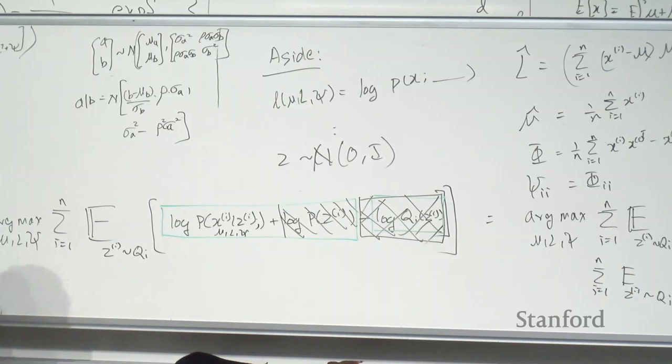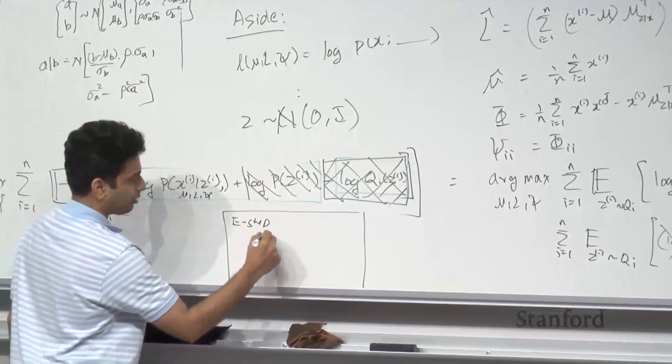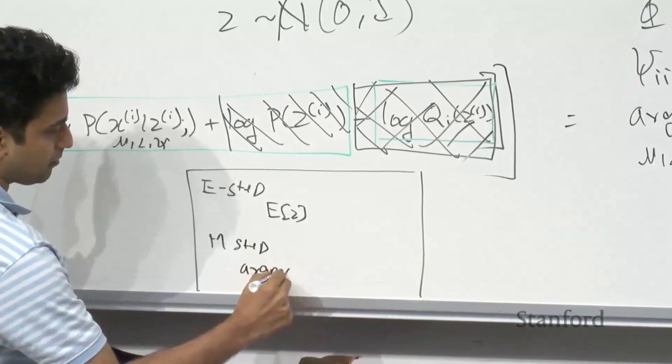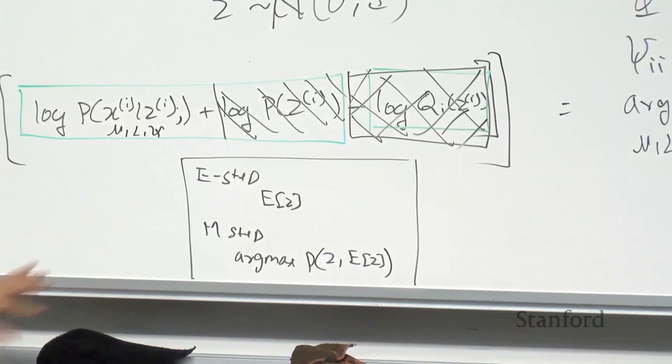A crucial point to note here is that in many places, if you search for the EM algorithm on Google and try to learn about it, you might see an algorithm that's described like this, where in the E step, calculate the expectation of Z, and in the M step, do argmax of P of x comma the expectation of Z, right? You might see many articles or documents that describe the E step this way, where the E step corresponds to the expectation, and the M step corresponds to maximization.